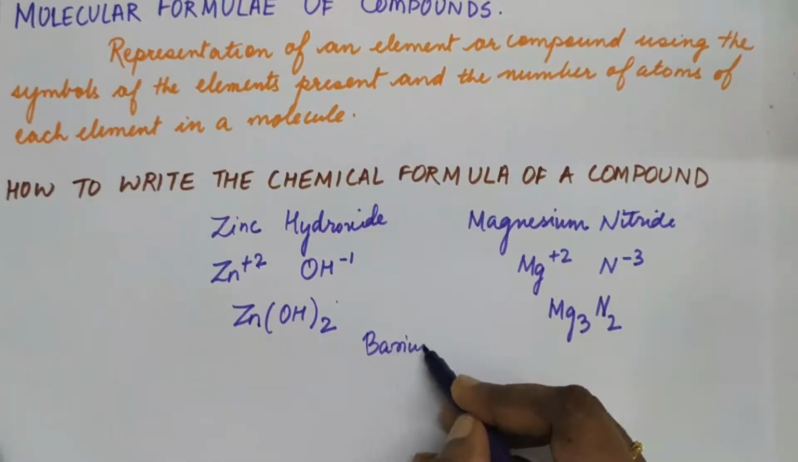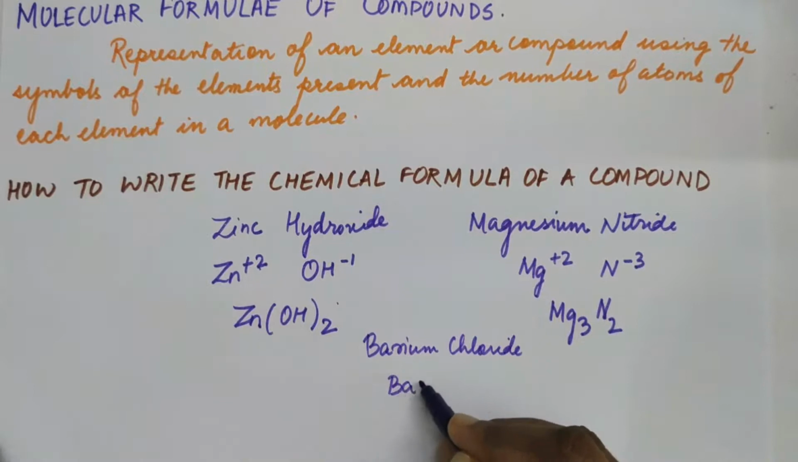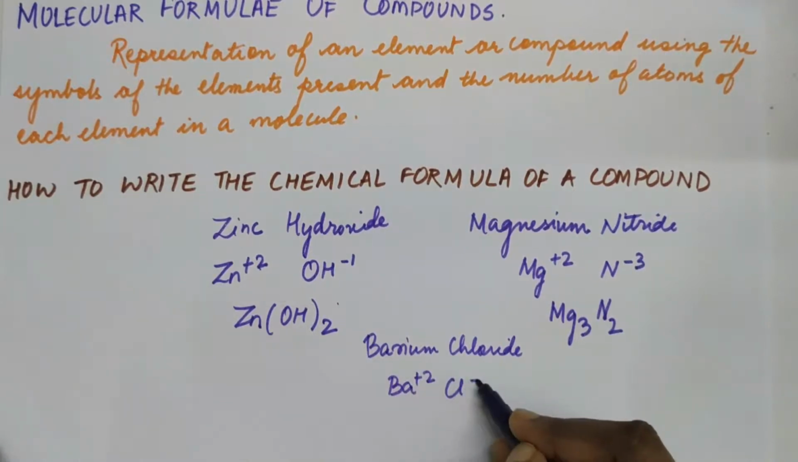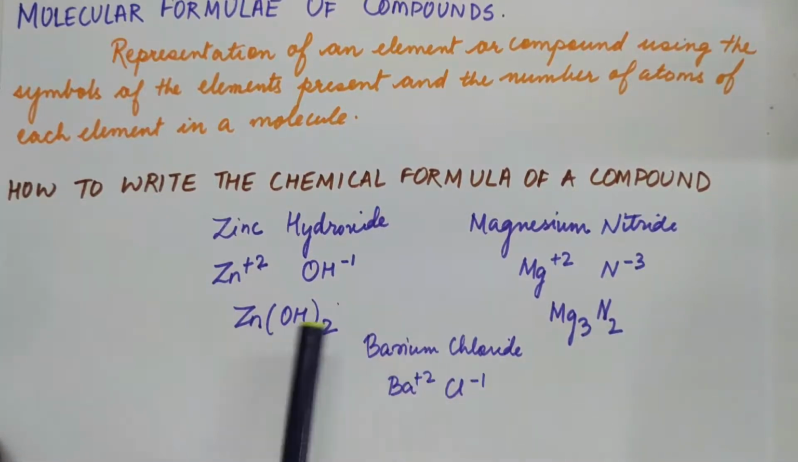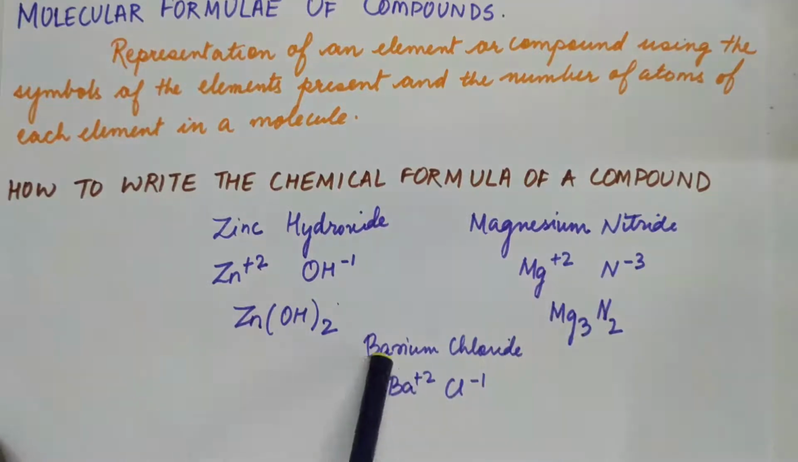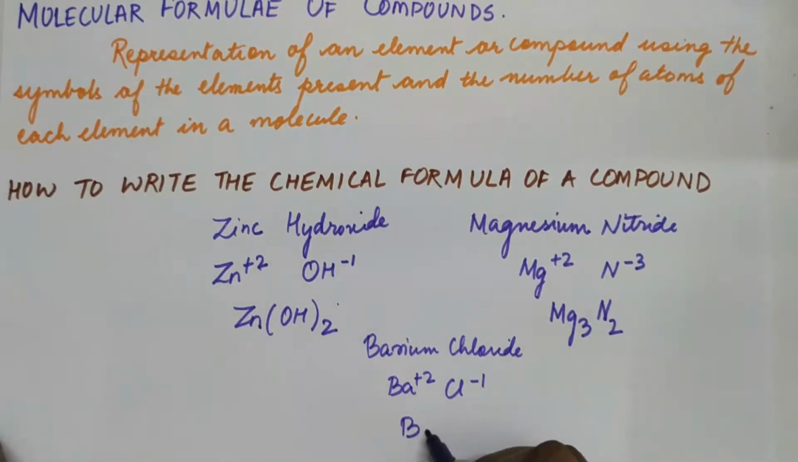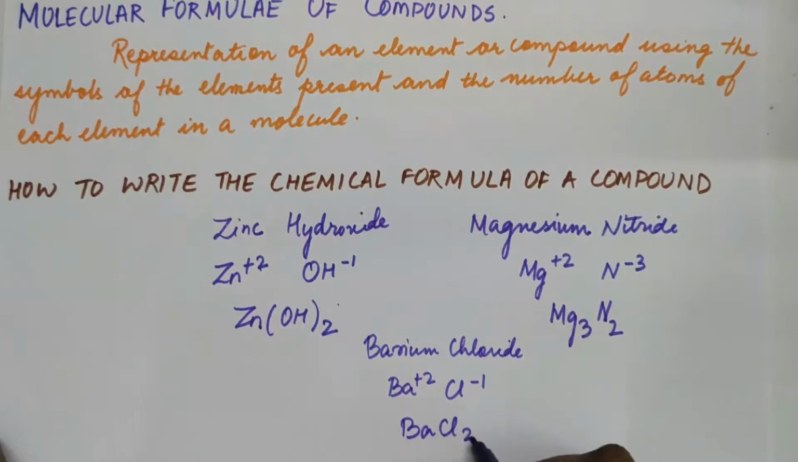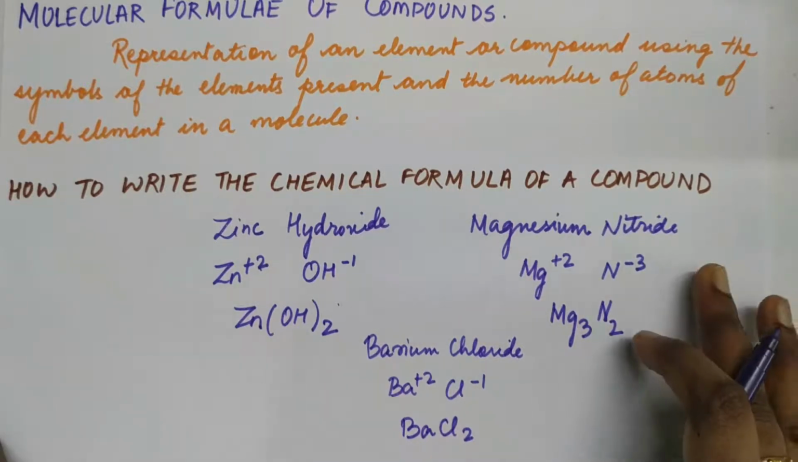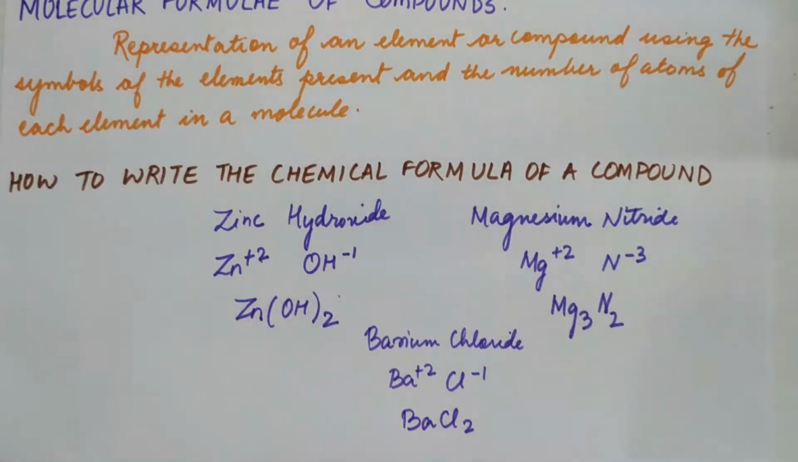I'll show one more example. Suppose I write barium chloride. Barium valency Ba plus 2, chloride is Cl minus 1. So if you see something common in all this, I am always using a positive and a negative ion to combine together, not a positive and positive or a negative and negative. So it becomes BaCl2. I am not writing the 1 because that is not needed. So the molecular formula for barium chloride becomes BaCl2.